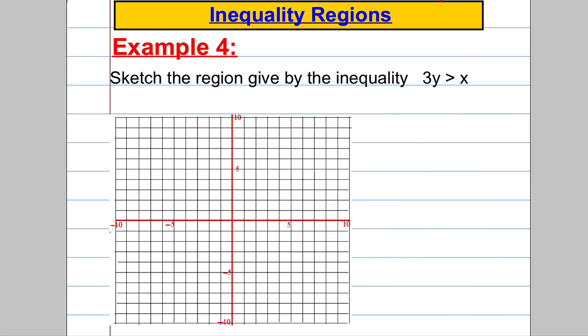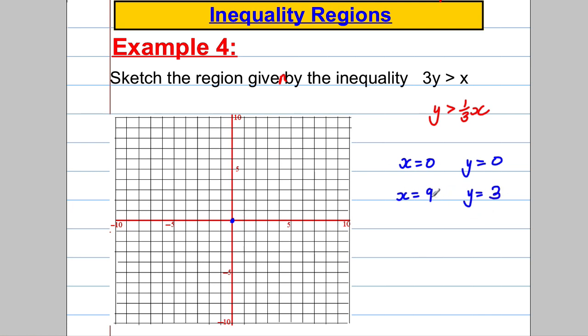Now you should be able to get on with these yourself by now, but I'll go through each one. By all means pause the video and do it yourself if you feel you can. We want to sketch the region given by the inequality 3y is bigger than x. I'm going to rewrite that as y is bigger than a third x, dividing both sides by 3. So I want to draw this line here. If I set x to be 0, y would also be 0, and if x was 9, y would be equal to 3. So I'm going to use those two as my starting point.